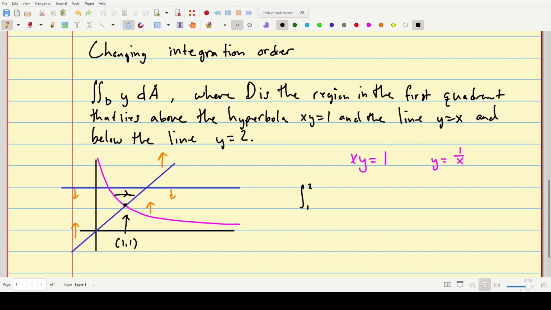So our y values are going to go from 1 to 2 here. And what we need to do is make sure that we have our other boundaries in terms of functions of y. Our lower boundary is the boundary given to us by the hyperbola. So it's going to be 1 over y. And our upper boundary is just going to be y.